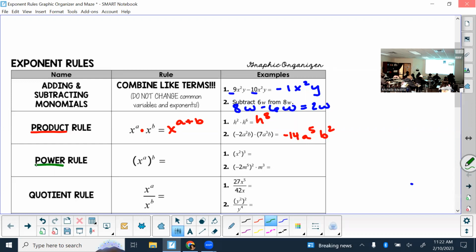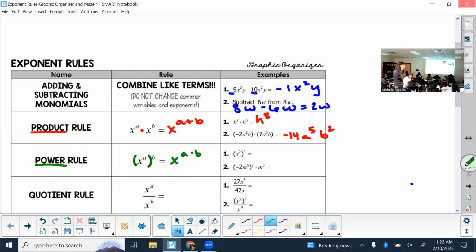All right, next one is the power rule. The name of the rule is about what's going on with the base: we have a power raised to a power. That's why we call it the power rule. But what do we do with the exponents? Multiply them.